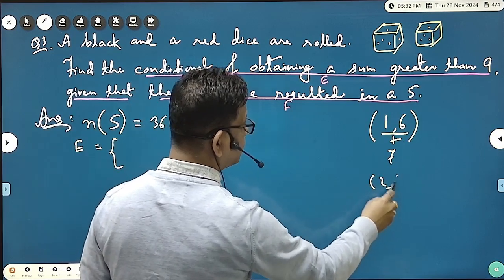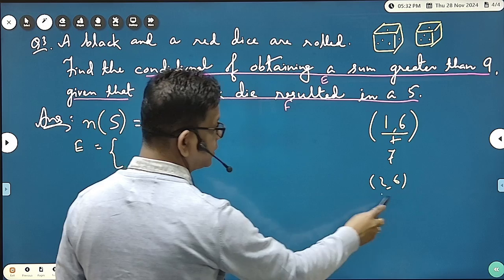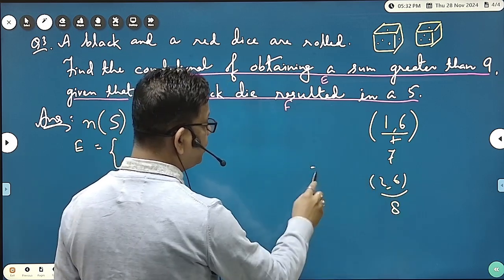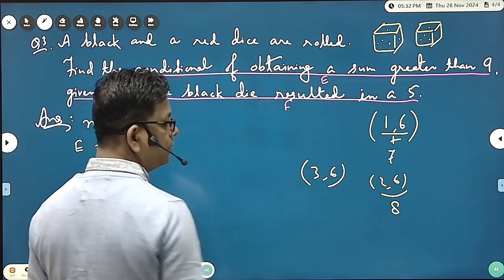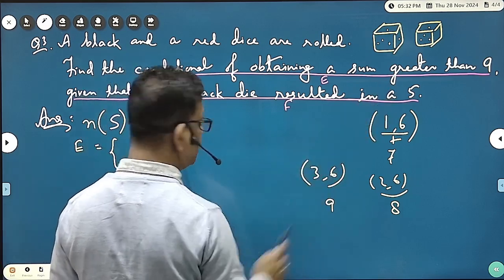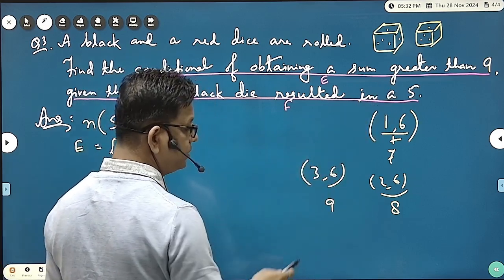With 2 and 6, if I try, the sum will be how much? 8. So with 2 also it is not possible. With 3, even if I try, how much? 3 plus 6 is 9. It is just 9, but they are asking for greater than 9. So what is the first possibility?